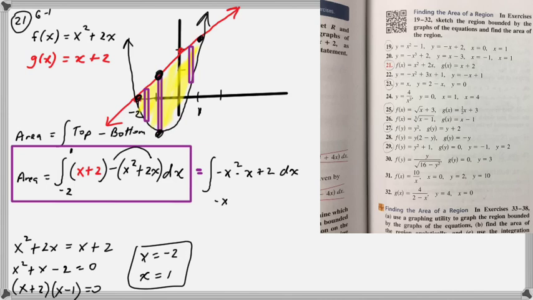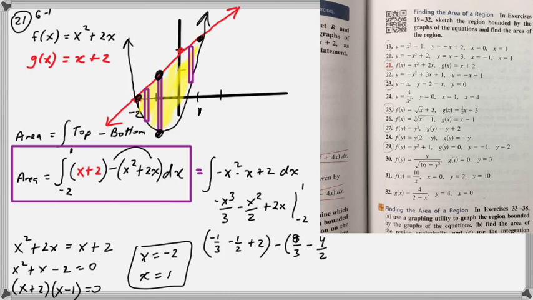So I'm going to integrate, raise this to the 1 higher, divide by the 1 higher, raise it to the 1 higher, divide by the 1 higher, and 2 becomes 2x. If you put in your 1, you get a -1/3 minus a half. I'm putting in a 1, makes that a 2. So I put a 1 in. Minus, now I'm putting -2 in, makes -8/3. Times a negative makes a positive 8/3. -2 squared is 4 over 2, and 2 times -2 is -4.